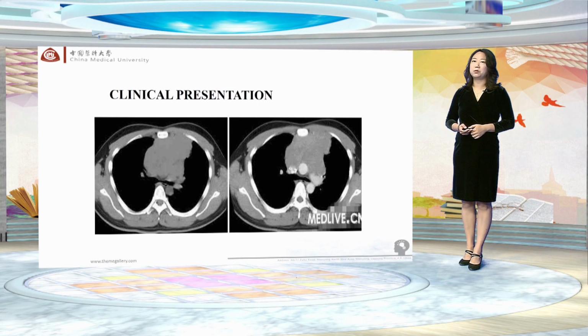Mediastinal masses are also common, such as in Hodgkin lymphoma and primary mediastinal large B-cell lymphoma. In this picture, we can see the mediastinal masses.